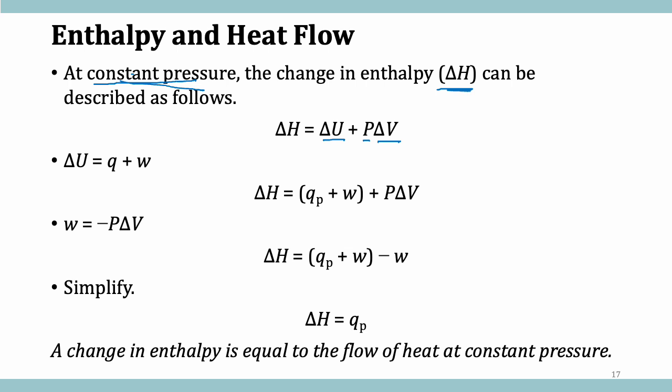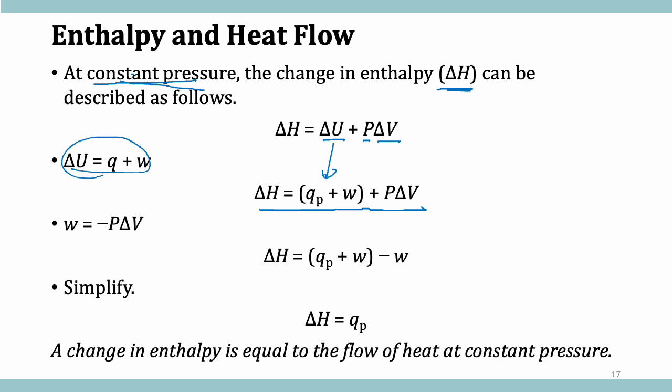This is just a derivation. I'm just trying to show you something here. So what is delta U? We know from before, delta U is Q plus W. So if we plug that value here, delta H becomes Q plus W plus PV. I just replaced U with this expression.